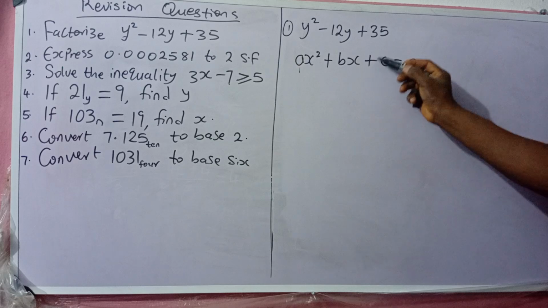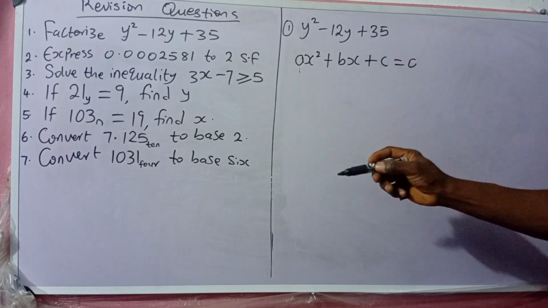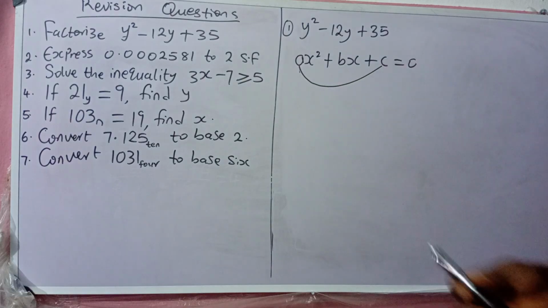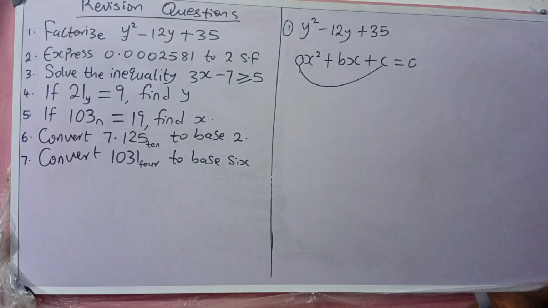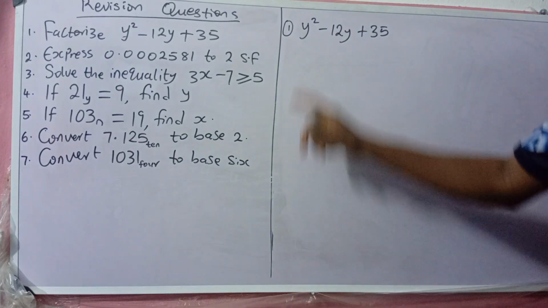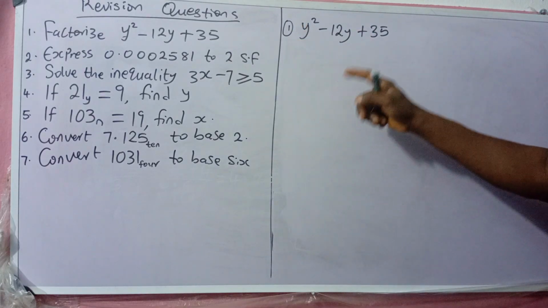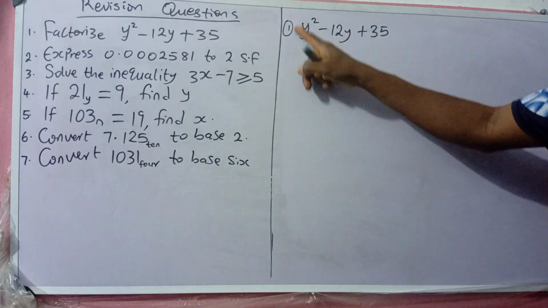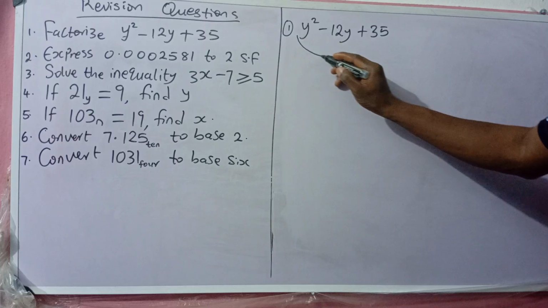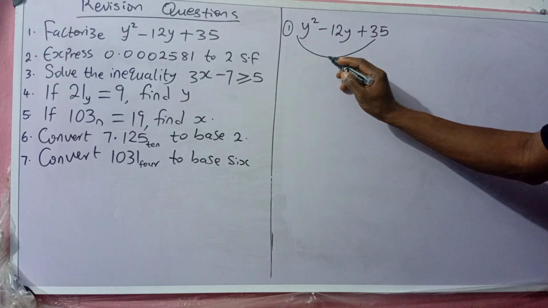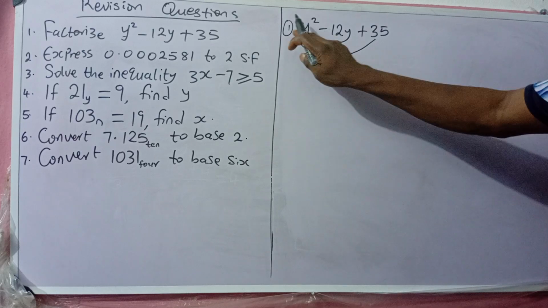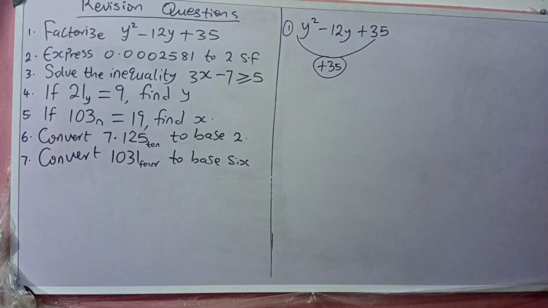All right, so this is the C value, which represents 35 here. So what we are supposed to do first is to multiply A and C. In this particular question on the board, the A value is 1 because there's no number here, so the coefficient of y squared is 1. Then the C value is 35. So when we multiply 1, the invisible one there, by 35, that will give us plus 35.